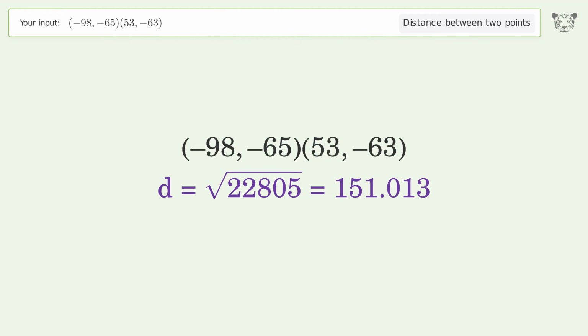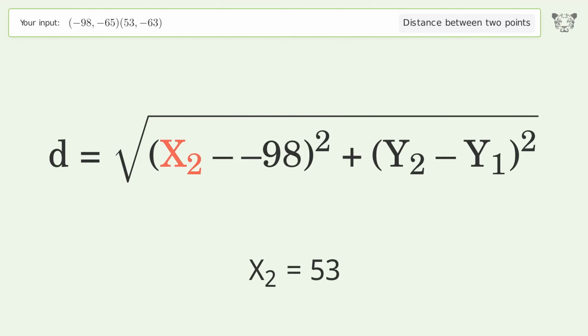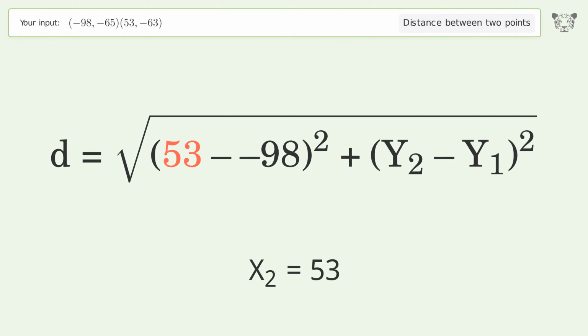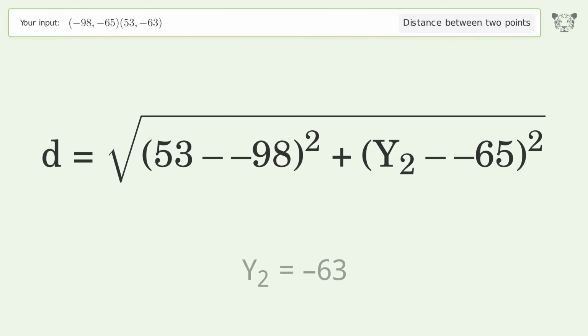x1 equals -98. x2 equals 53. y1 equals -65. y2 equals -63.